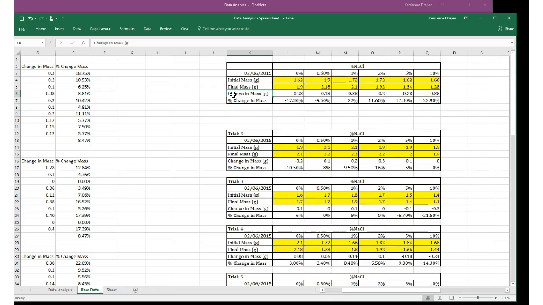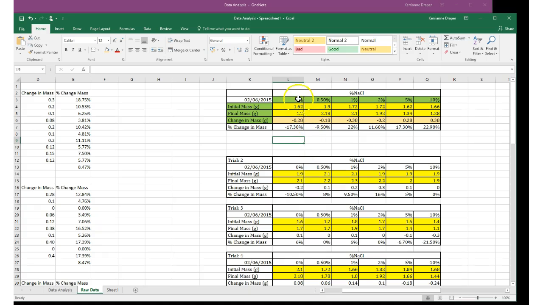And you have to think about that very carefully and think about how you're going to set up your data tables, because on all of your data tables for your raw data, you have to have your independent variables and your dependent variables. So here it is color-coded. Here are my independent variables. I changed the salt concentration. Here is the dependent variable I'm aiming for, change in mass. And there it is worked out. But in order to figure out that change in mass, I had to collect data on initial and final mass.